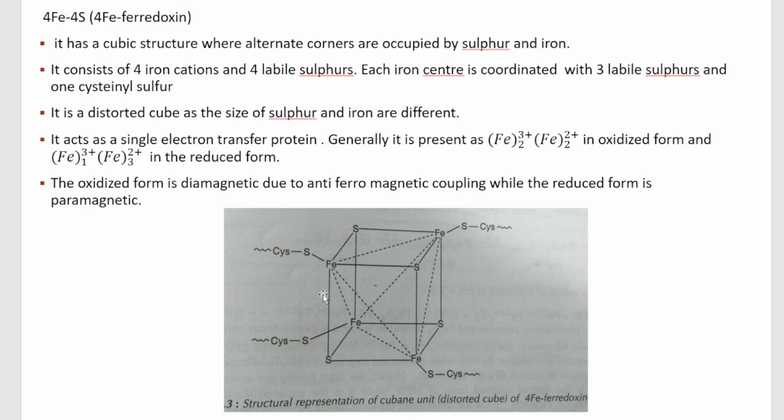And this also acts as a single electron transfer protein, and iron is present in both +2 as well as +3 oxidation state. So in oxidized form, you have 2 irons that are present in +3 and 2 irons in +2 oxidation state, whereas in reduced form you have 3 irons in +2 oxidation state and only 1 iron in +3 oxidation state. And the oxidized form is diamagnetic. The reason is due to anti-ferromagnetic coupling interaction, while the reduced form is paramagnetic in nature.